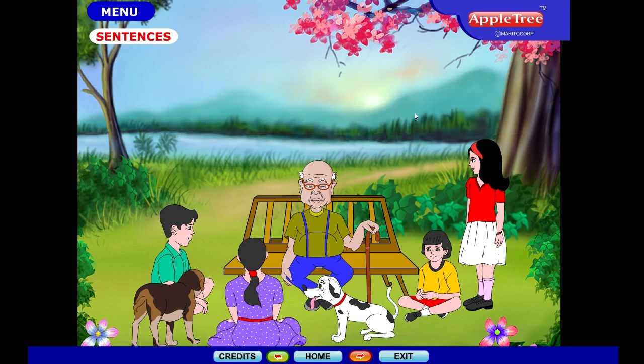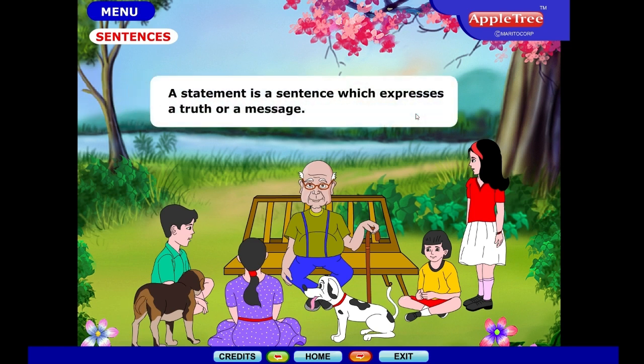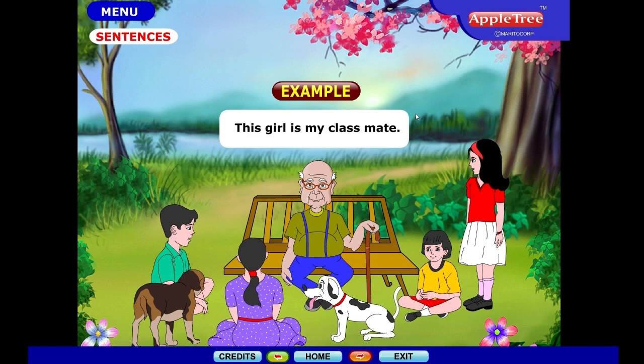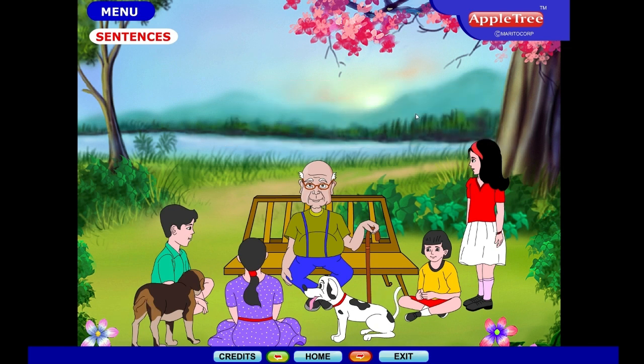Children, do you know that the sentences are of 4 different kinds? Yes, Grandpa. Our teacher taught us about them last week. If so, can you explain a statement? A statement is a sentence which expresses a truth or a message. Example: This girl is my classmate.